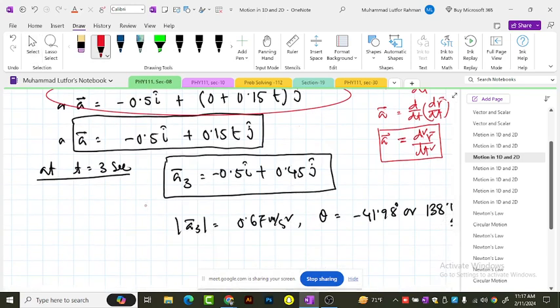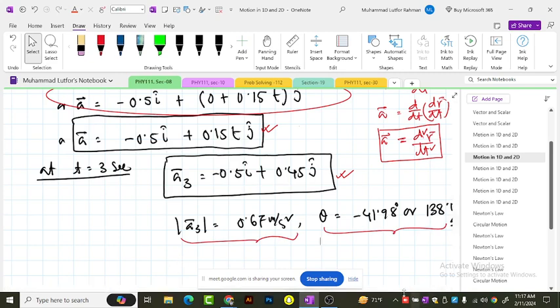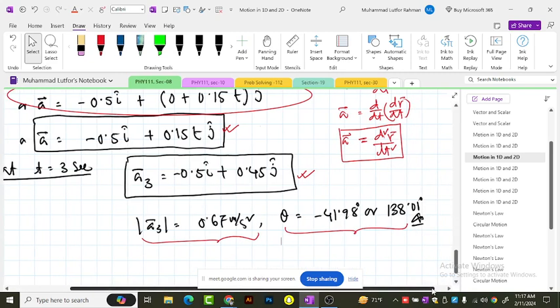If you plug in t equal to 3 seconds into this equation, which I boxed over here, it's minus 0.5 i hat plus 0.15 t, where t is 3 seconds. If you plug in t equal to 3 seconds over here, it should be 0.45 j hat. So that should be the instantaneous acceleration. And you are supposed to find the magnitude and the direction of this vector, which is the instantaneous acceleration at a time of 3 seconds.